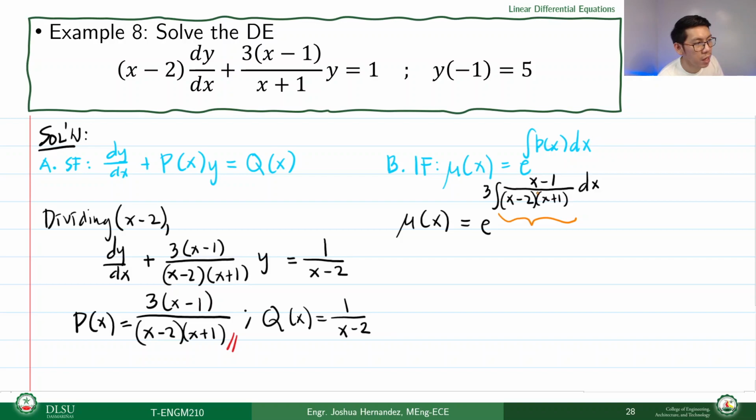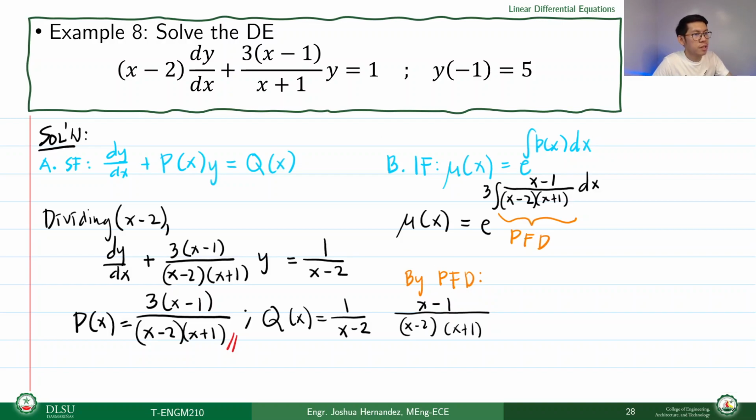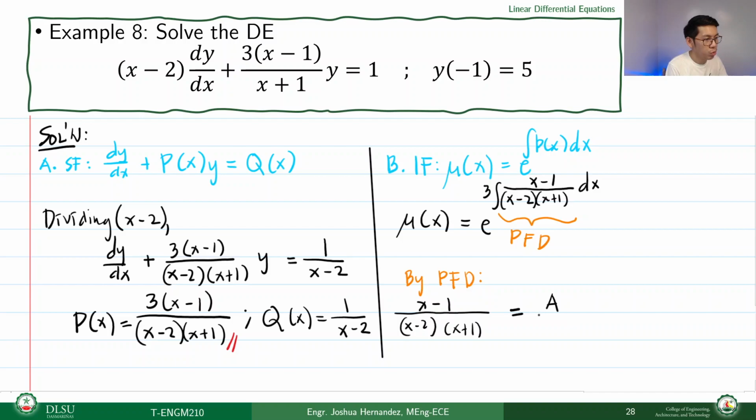So, the next thing we need to do is take a look at this. This is actually a fraction, so we can decompose this, and that is through the technique called partial fraction decomposition. By PFD, we actually want to express x minus 1 all over x minus 2, then x plus 1. You can decompose this into two, let's call that a, over x minus 2, plus b all over x plus 1.